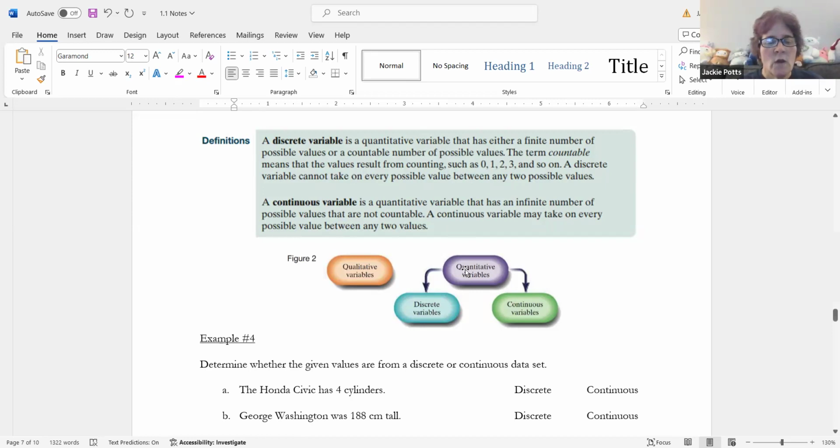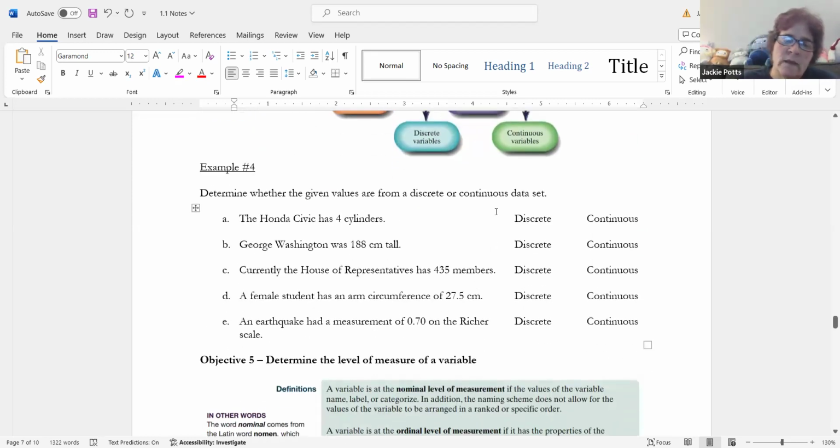Okay? So let's go through this. Pause it for a minute. Go through these. See if you can figure out which ones are discrete and which ones are continuous, and then come back.